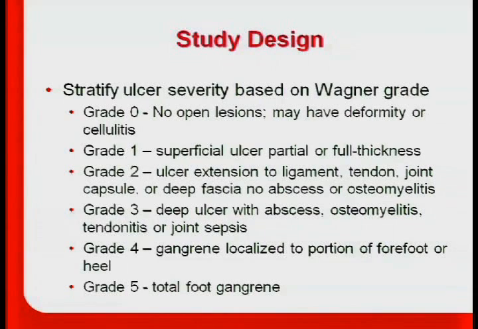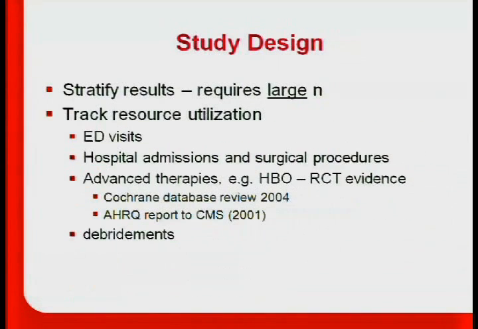So obviously, this requires a large N, and I'll show you a results slide here in a minute. We collected data 3 years retrospectively from January 1st of '07 to December 31st of '09. Like I said, we tracked as much in terms of the resource utilization as we could. It included ER visits, hospital admissions, surgical procedures, advanced therapies, and I think this is an important one because there are some of these that advanced therapies cost more.